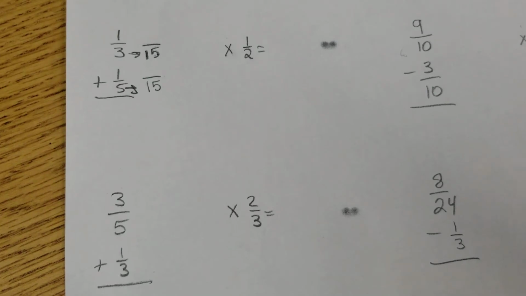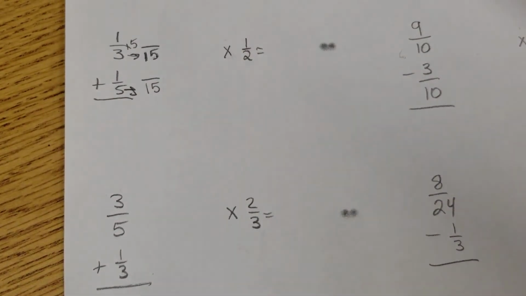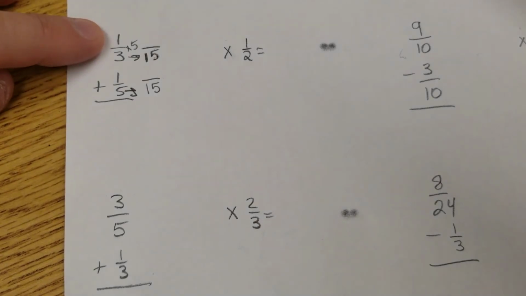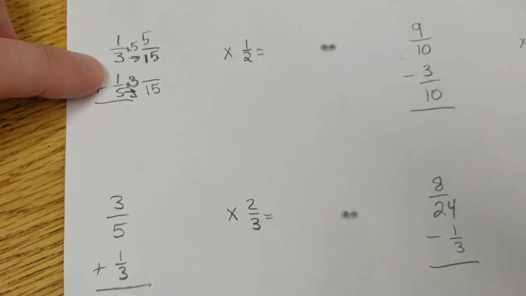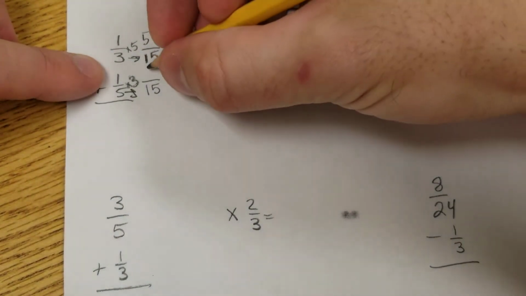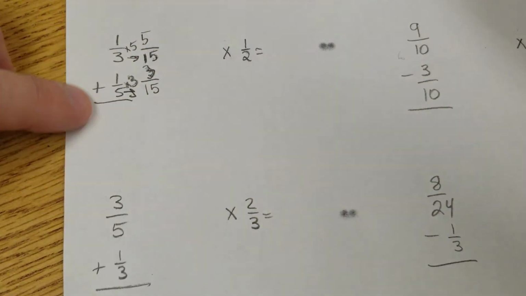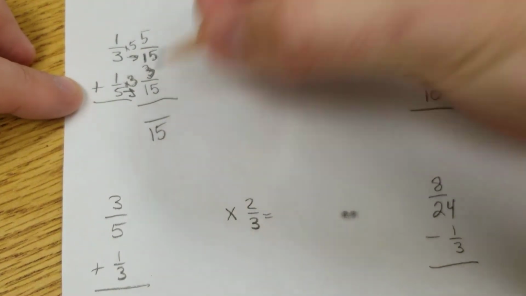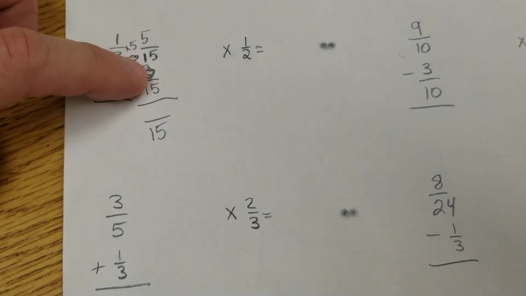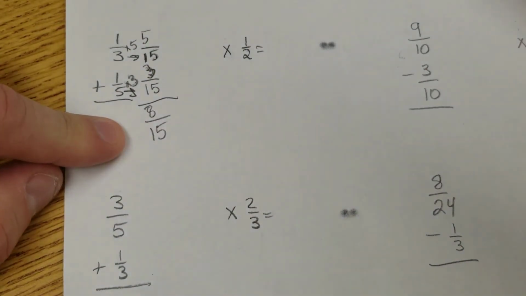Now, how did we get from 3 to 15? 3 times 5 is 15. So now we have to do the top number the same way. 1 times 5 is 5. Then on the bottom, how did we get from 5 to 15? It's times 3, so we have to do the same to the top. 1 times 3 is 3. And so now we have 15ths and 15ths, so we can add. What's 5 plus 3, our top numbers? 5 plus 3 is 8. So our answer to the addition is 8/15ths.